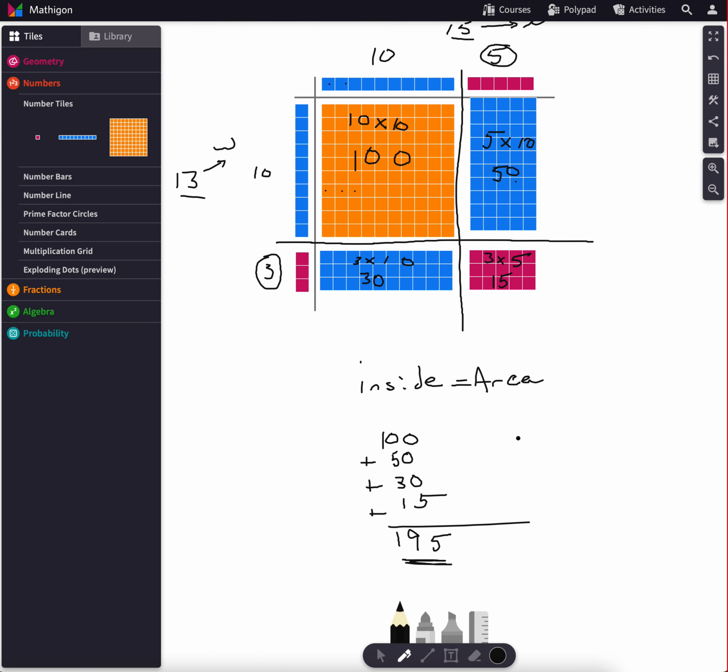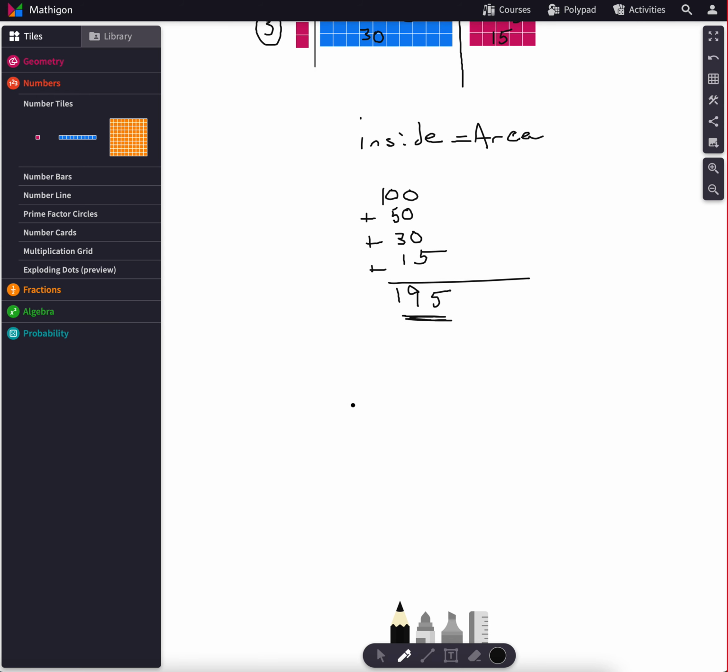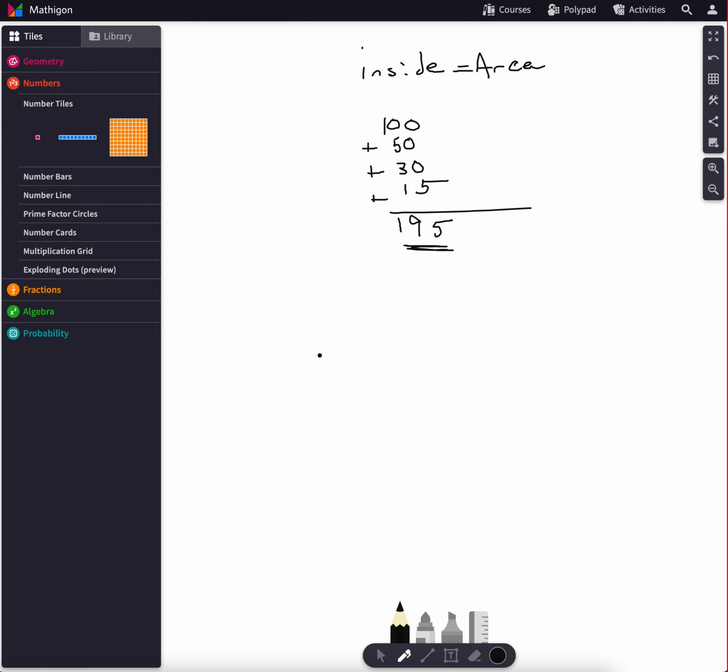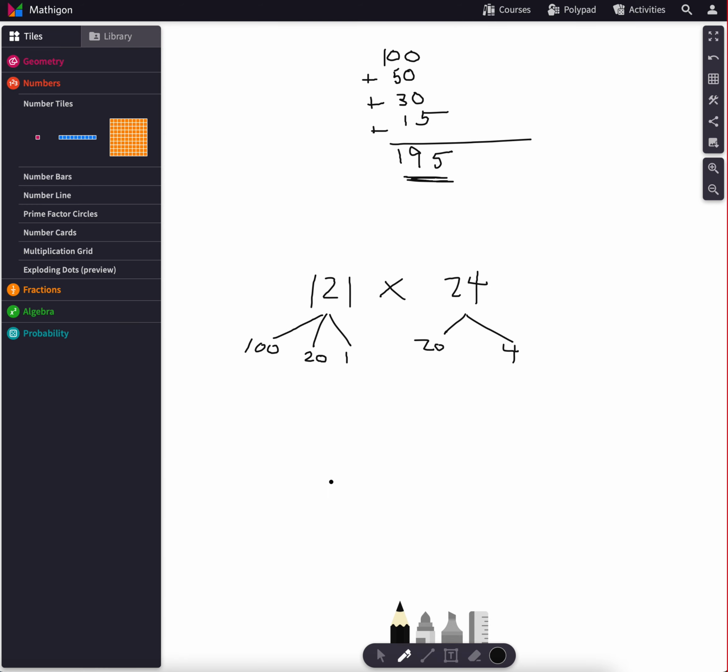Now, we could sit here and do this all day. The tables can get infinitely big. You could do something like 121 times, I don't know, 24. You could do that, no problem. You would just break everything down. This one would have 3 pieces instead. You'd have 100, 20, and 1. And then this one here would be 20 and 4. And you would make a table accordingly. You'd go like this. Across the top, you might choose to put the, sorry guys, this is a mess.